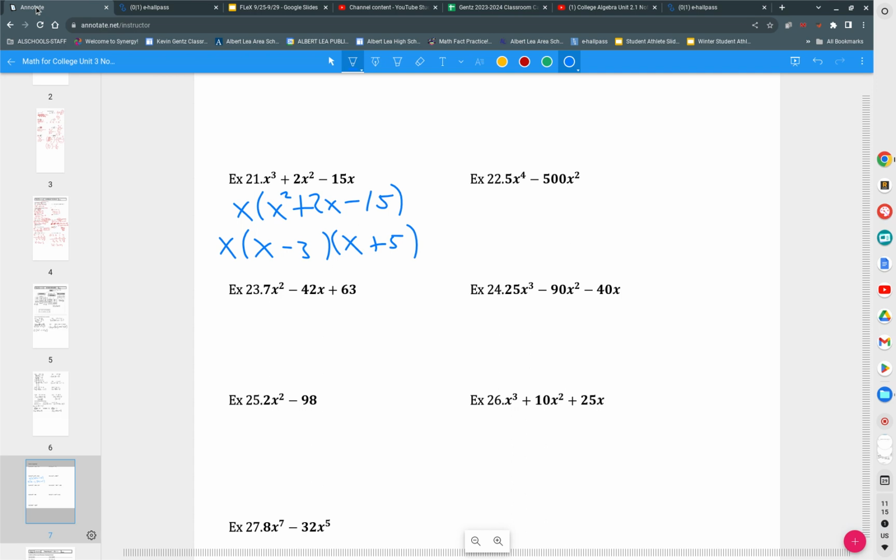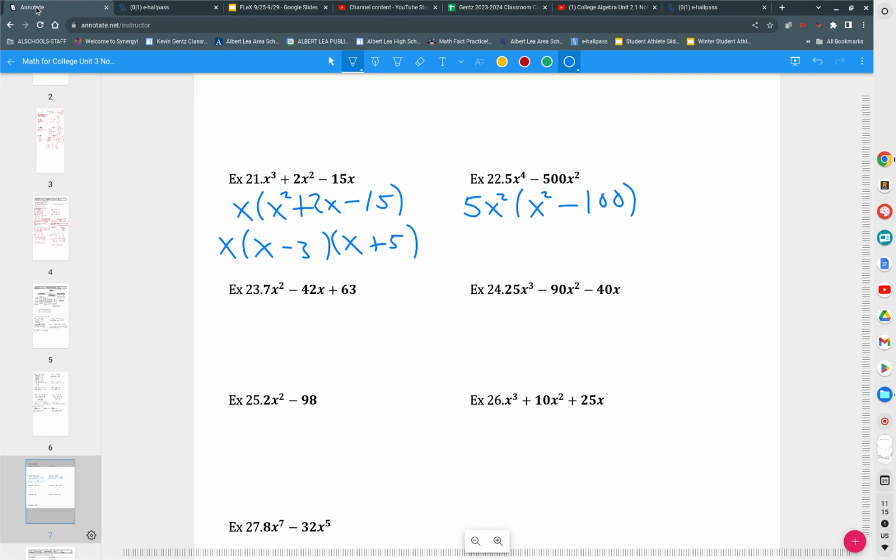What is the greatest common factor for the next one? 5 and an x squared. Take out the 5 and the x squared. What are you left with? x squared minus 100.